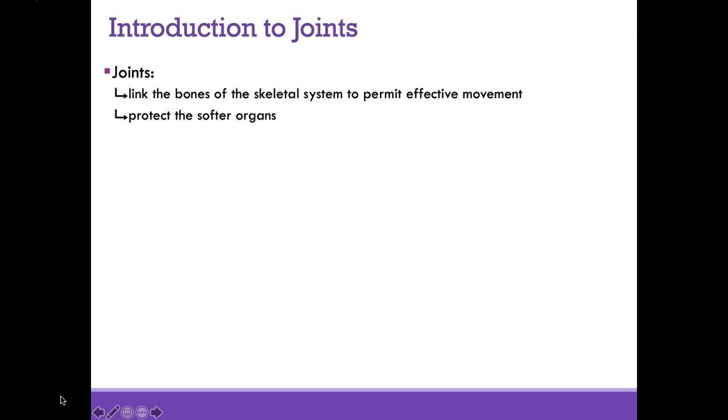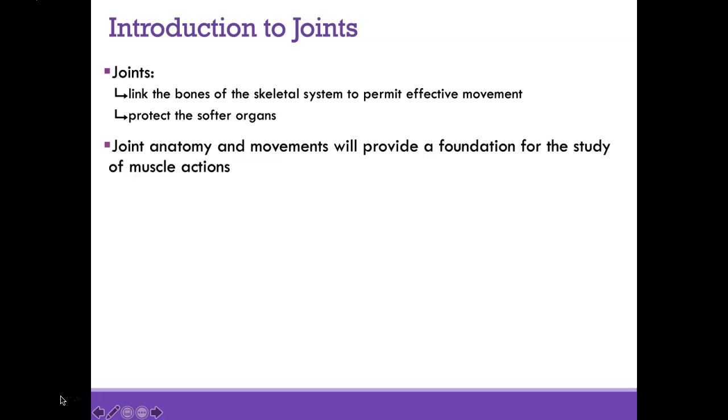Take our spinal cord, for example. Our spinal cord is protected by the vertebral column. But the vertebral column is made up of joints that are not so movable, right? They're slightly movable. So joints not only have a movement and connection function, but also a protective function. Joint anatomy and joint movements will provide a foundation for the study of muscle actions that will come in subsequent chapters.